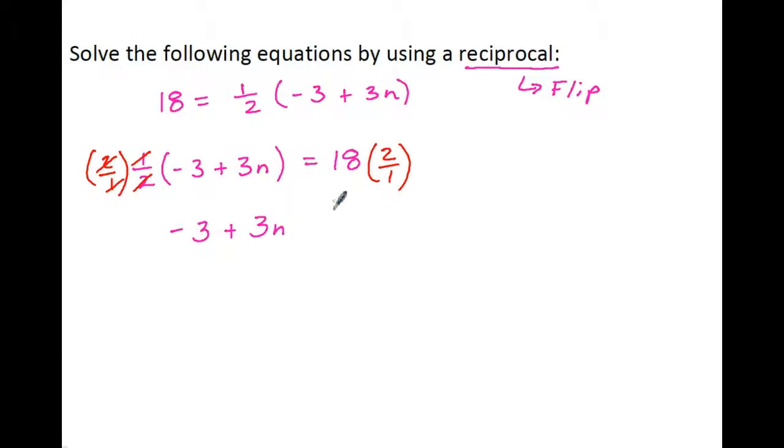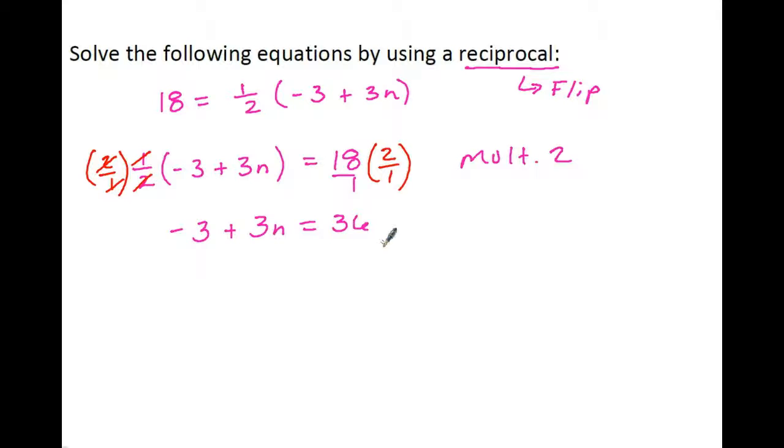Well, you know what, I don't even need the parentheses. This is going to equal 18 times 2, and remember 18 times 2 is really 18 over 1, so this is going to equal 36 over 1, which is 36. So our first step was to multiply by 2. We're just going to write down multiply by 2.